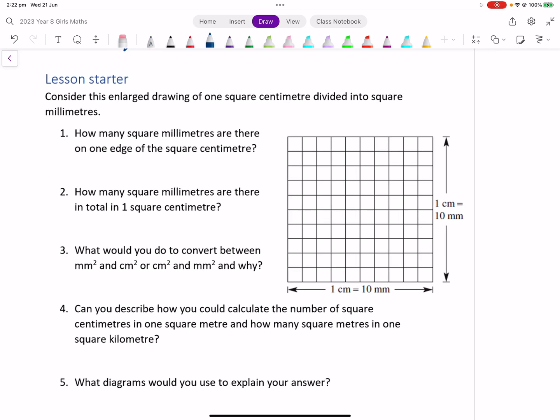So I want you in a moment to pause and have a go at this little lesson starter activity. What we've got here is an enlarged drawing of a centimetre. So it's bigger than a centimetre on the screen, but it's intended to represent a centimetre. So that distance there is 1 centimetre, as is that distance there is 1 centimetre. And you can see the little squares are millimetres.